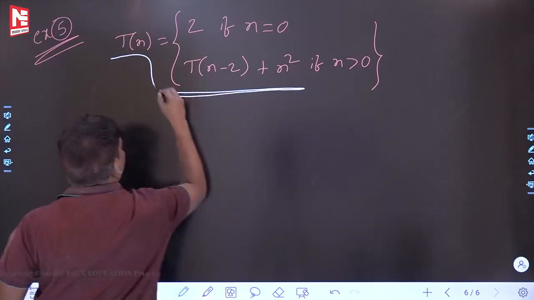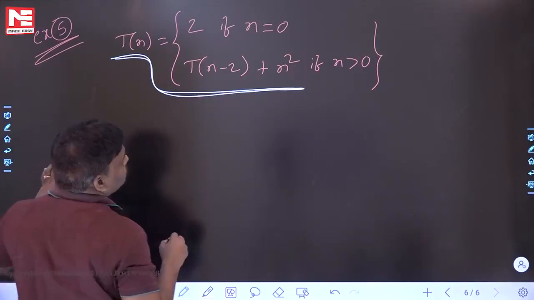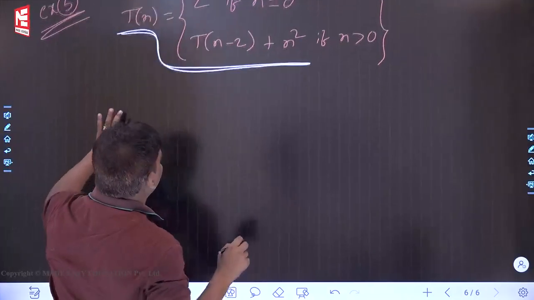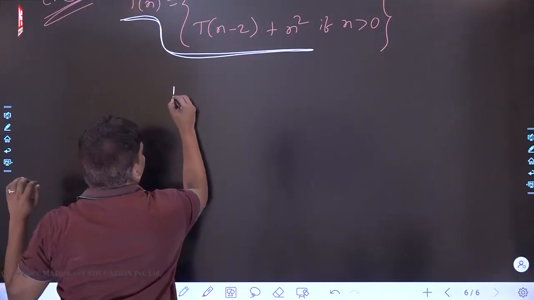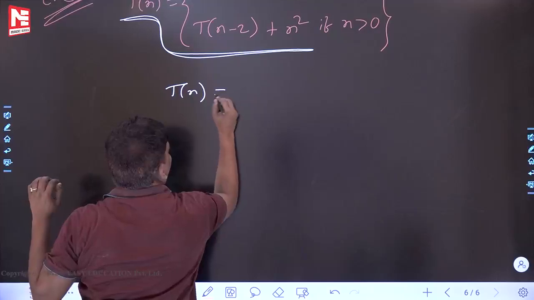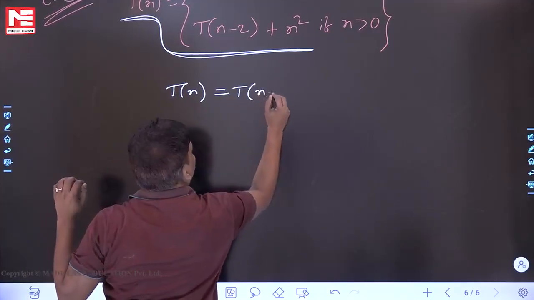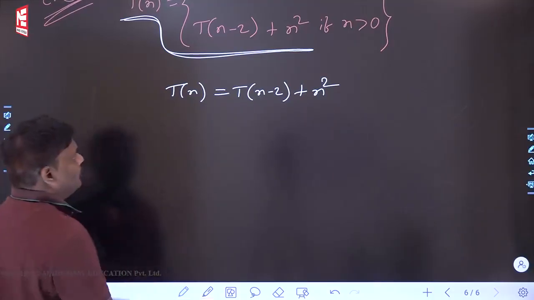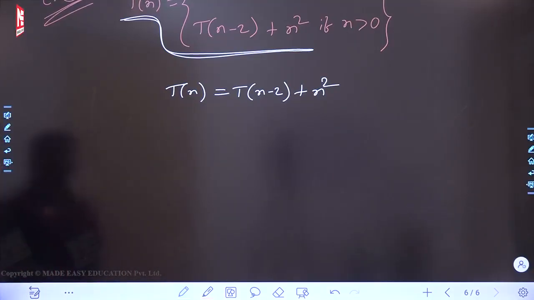Can you read the else part? Tn is equal to Tn minus 2 plus n square, right? This is the recurrence relation. So let me substitute 3 times. The first time substitution, Tn is equal to T n minus 2 plus n square. That is the first time.